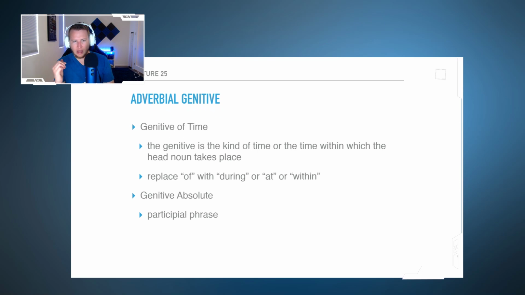Now, that was verbal. Let's talk adverbial. There's several uses. One is a genitive of time. This genitive is the kind of time, or the time within which the head noun takes place. It will replace of with during, at, within. There's the genitive absolute. Usually this is going to be a participial phrase in the genitive. Makes it really easy to distinguish and discern.